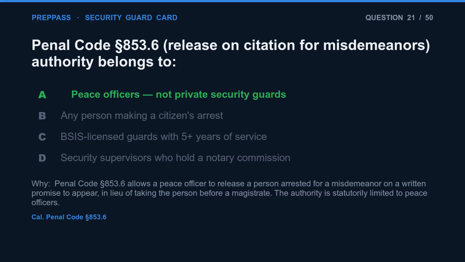The correct answer is A. Penal Code Section 853.6 allows a peace officer to release a person arrested for a misdemeanor on a written promise to appear, in lieu of taking the person before a magistrate. The authority is statutorily limited to peace officers.